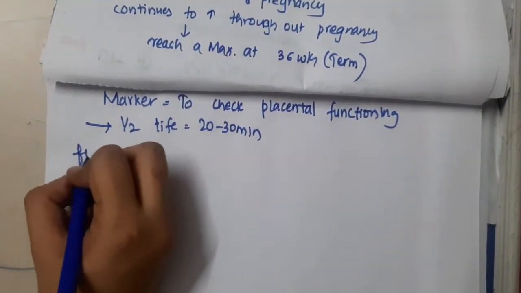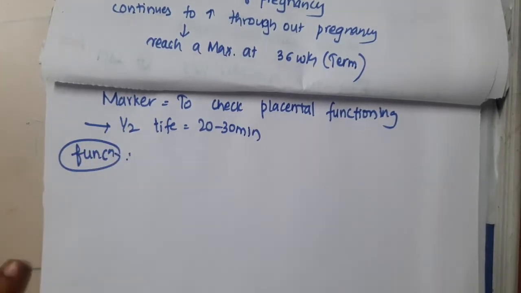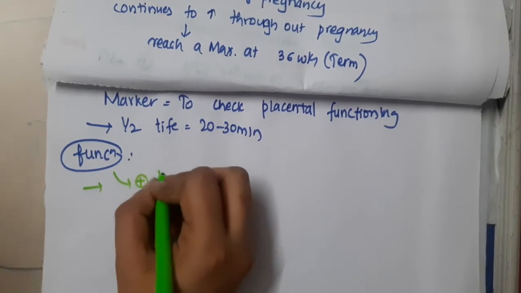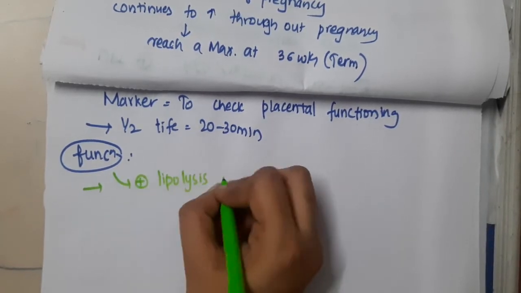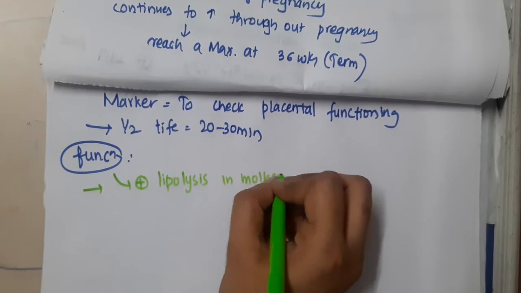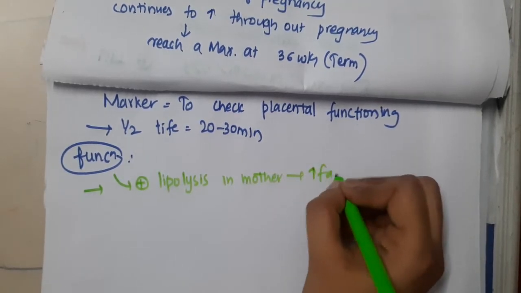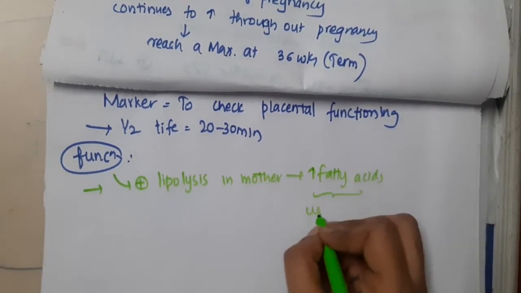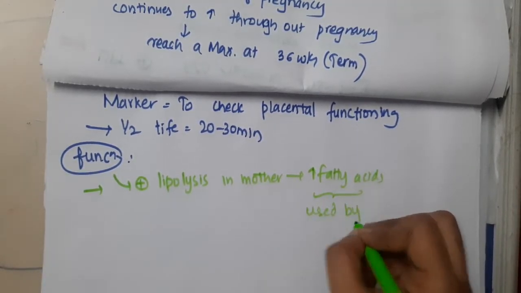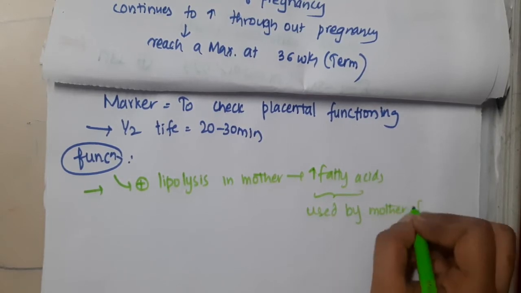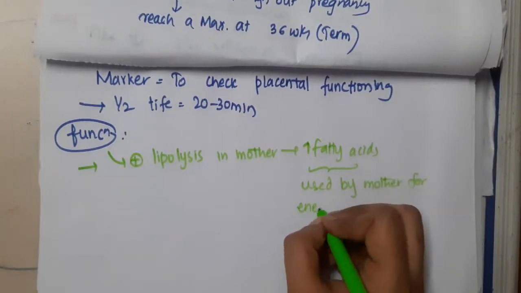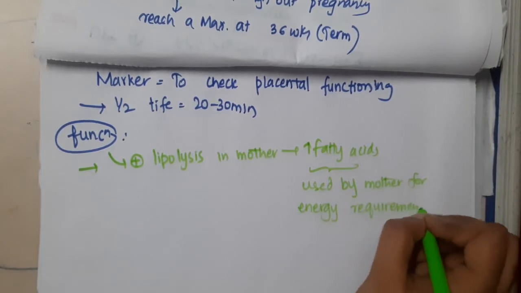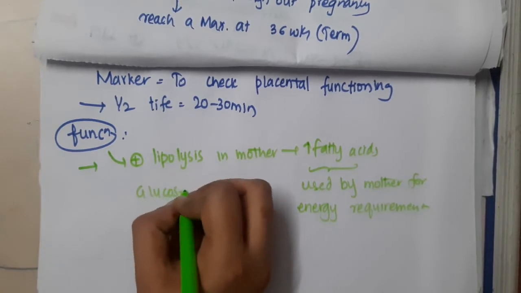Now, what is the function of human chorionic somatotropin or human placental lactogen? This will actually promote lipolysis in the mother. Because of lipolysis in the mother, the fatty acids will be increased in the mother. So these fatty acids can be used by the mother for energy requirement, so that the mother's glucose can be used by the fetus.